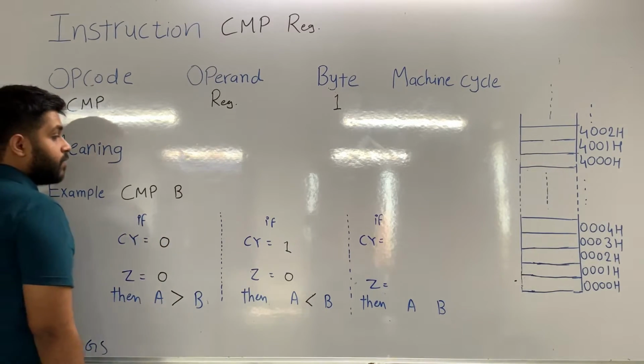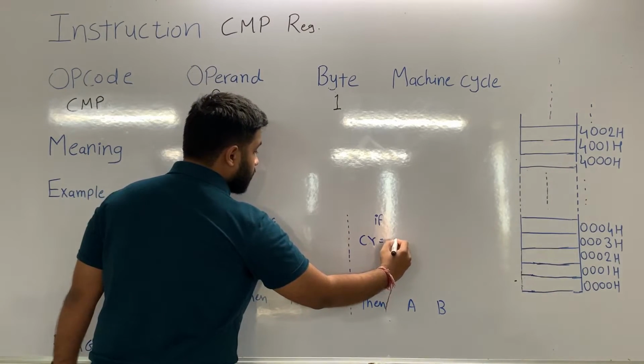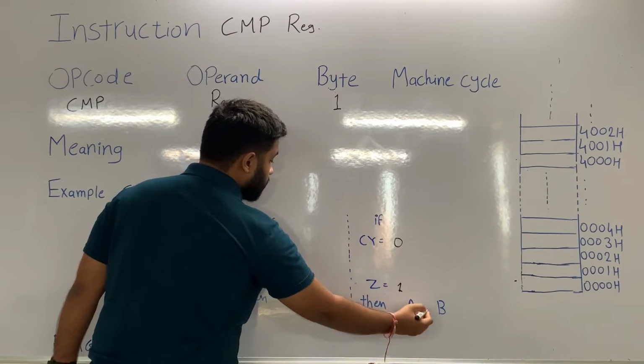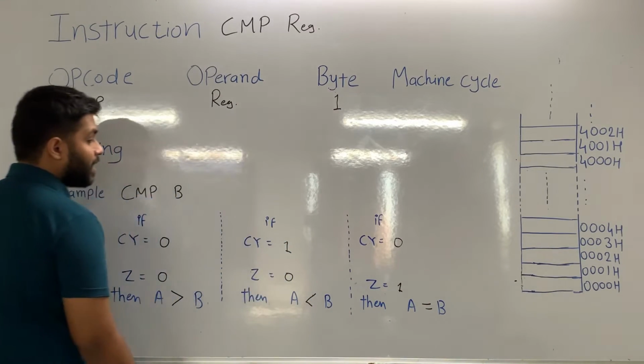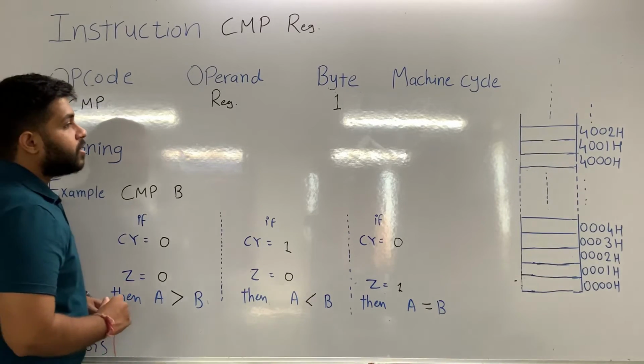And if after performing the same instruction, the content of carry flag is 0 and the zero flag is 1, it means both numbers are the same and the answer is 0. Okay? Now let's see the machine cycle.